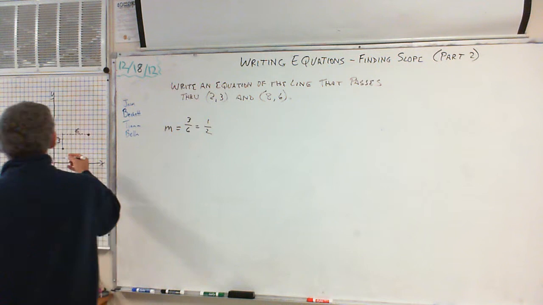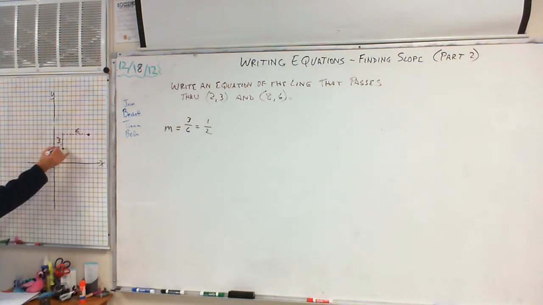So now let's figure out what our equation is. We rose 3, we ran 6, 1/2. If it's 1/2, instead of going up 3 and over 6, I could go up 1 and over 2, and I would still get to those. Let's try that. From here, up 1 over 2, dot. Up 1 over 2, dot. Up 1 over 2. Yes, it works. Just by simplifying your 3 over 6 into 1/2, you got that.